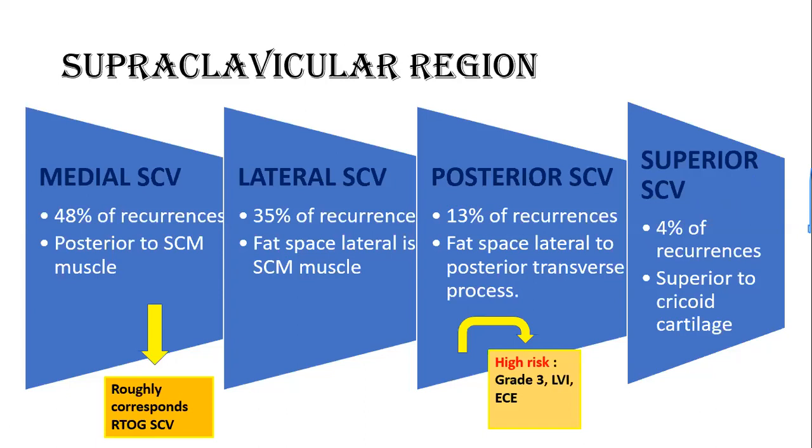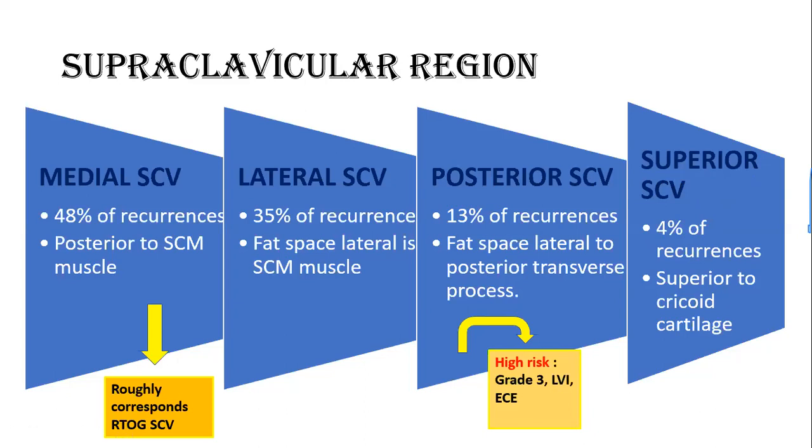Then coming to the superior supraclavicular volume, though the recurrence pattern is very less in this area, we should take it into consideration when we have a node at a higher level, I mean more cranially near the cricoid cartilage. We should take this superior supraclavicular volume into consideration.